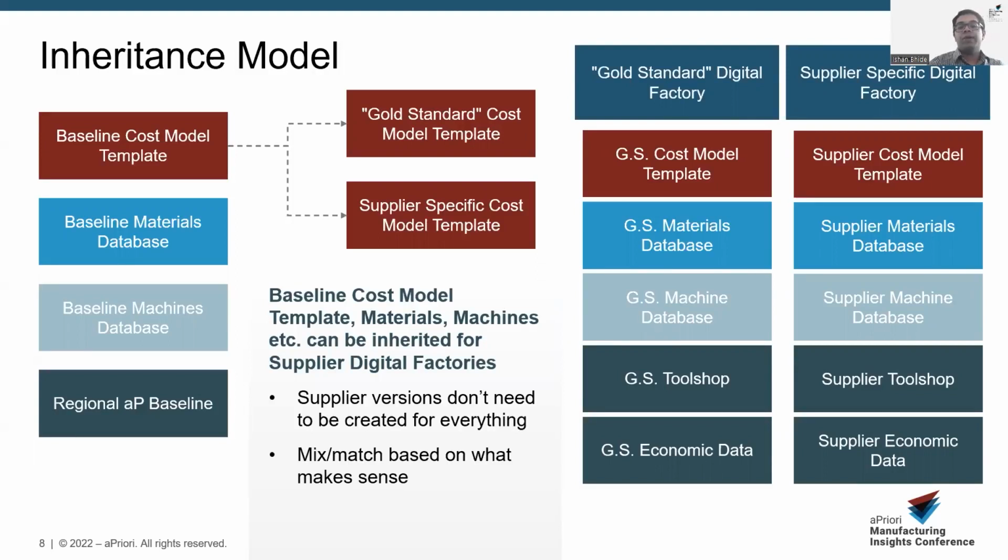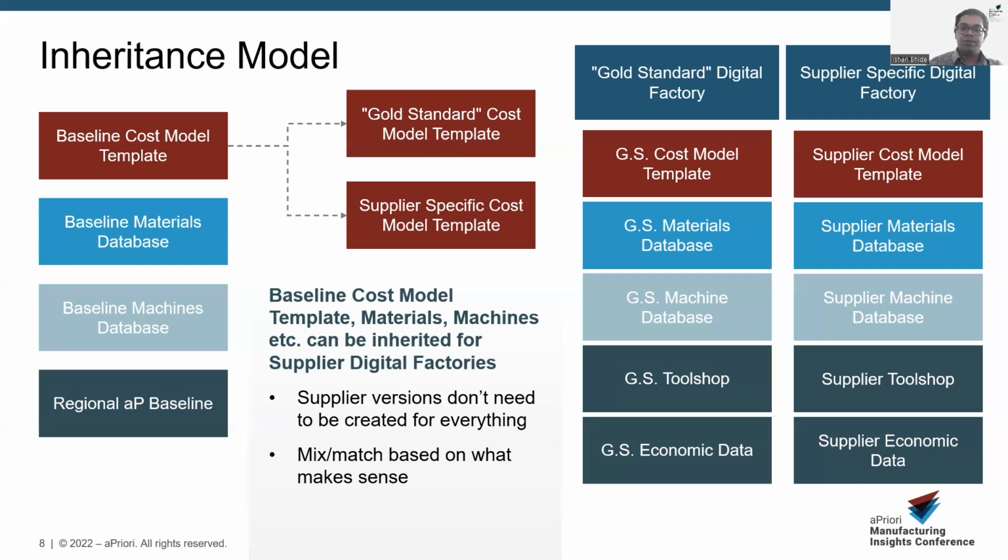These copies that you make will typically be disassociated copies of the baselines. That way, for example, with the cost model template, any cost model logic changes that you make wouldn't get lost when you upgrade to a new version of aPriori. Once you've created copies of the cost model template, machines database, and materials database, you would then build the regional overlays containing the tool shop and economic data.